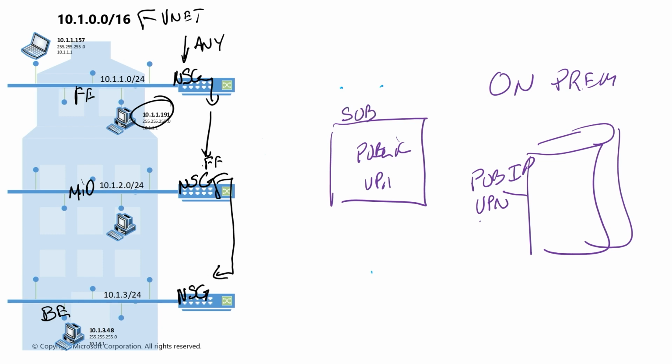Now that VPN has to exist inside of a subnet. Now it could be part of the existing VNet that I've got, so 10.1.4.0/24. Remember, it's all part of the same subnet, so it automatically is going to be able to talk to all of these. It could even go to another VNet in VNet peering.